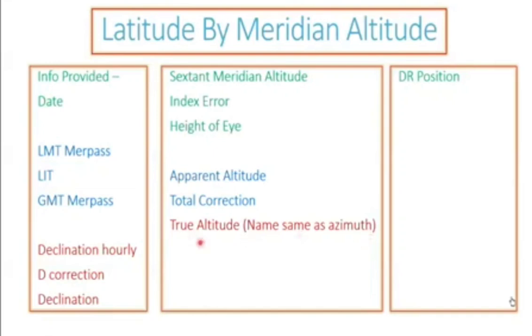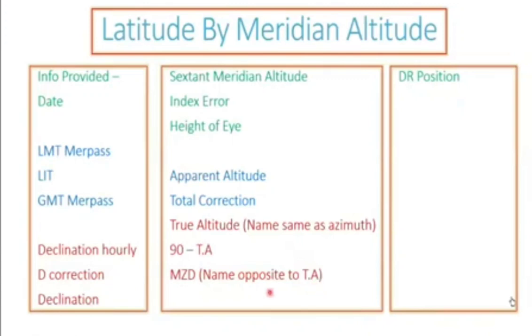Now, once we obtain the true altitude, 90 minus true altitude gives us the MZD. MZD is meridional zenith distance of the body. What is the zenith distance of the body at the time of meridian passage? That is what MZD is. So 90 minus true altitude gives us the MZD of the body. Now the MZD is named opposite to true altitude.